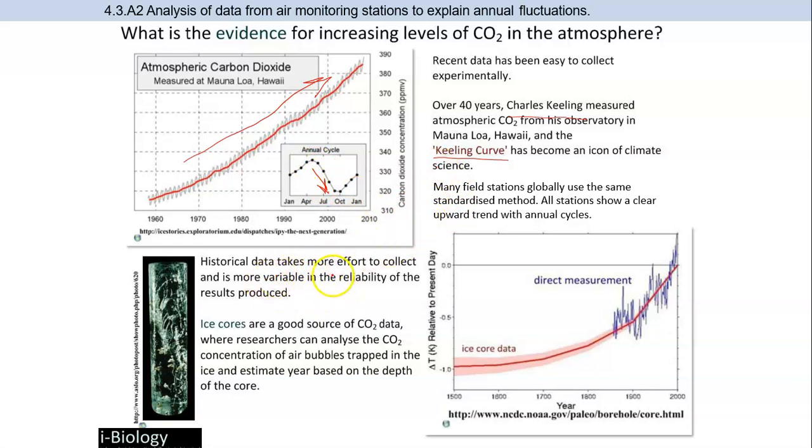Historical data takes more effort to collect and is more valuable in the reliability of the results produced. Ice cores are a good source of carbon dioxide data. These are the ice cores, where researchers can analyze the carbon dioxide concentration of air bubbles trapped in the ice and estimate the year based on the depth of the core, right? There will be a video, I will put it later, so you will see how this type of ice core might be used for the estimation.